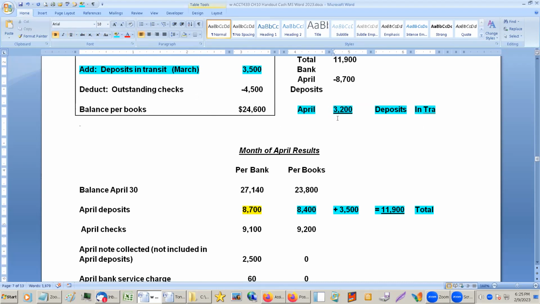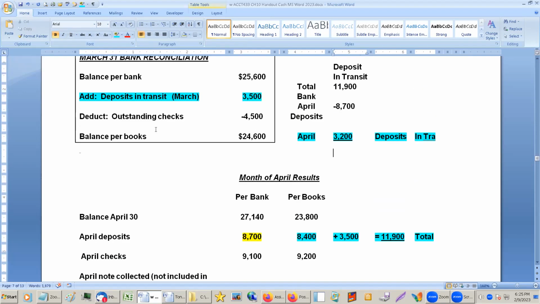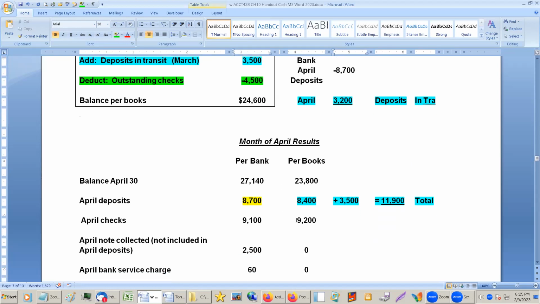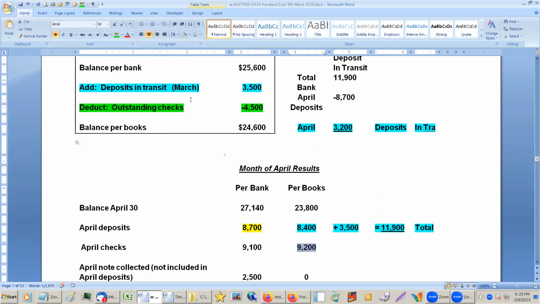All right, so now we're gonna do the same thing for the checks. So the outstanding checks, we'll make those green. So we had outstanding checks of 4,500. We wrote another 9,200 in checks. So if all the checks would have hit the bank, it would have been 13,700. Check that.